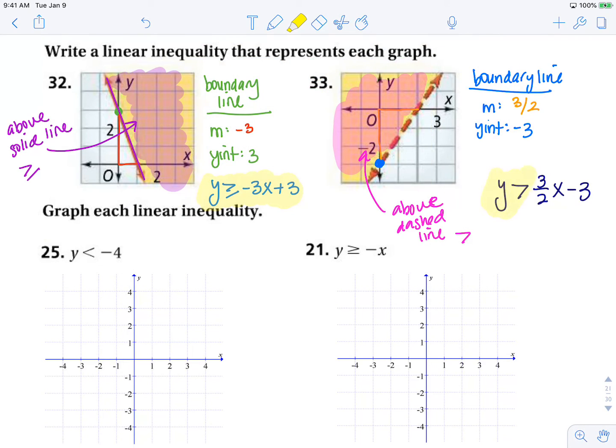So we want all y values greater than that line, but since it's dashed, that means we do not include the boundary line in our solution.